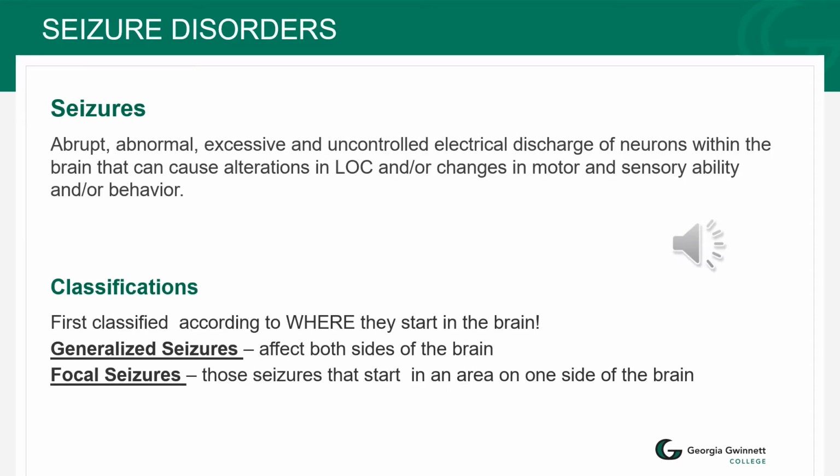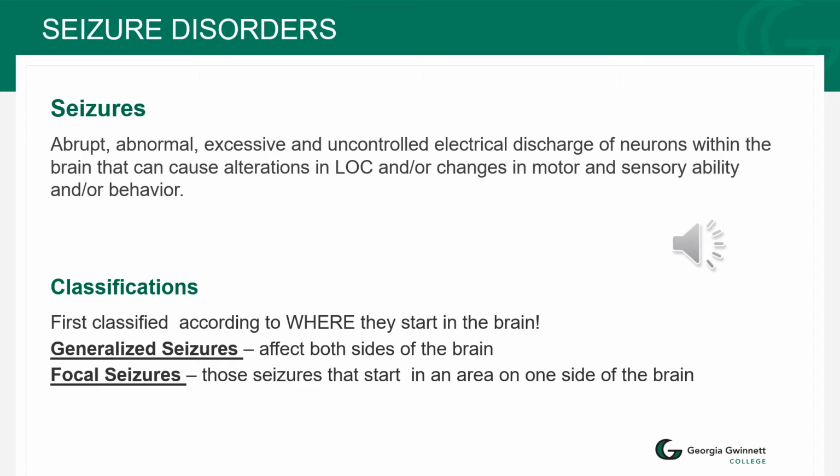Seizures are an abrupt, abnormal, excessive, and uncontrolled electrical discharge of neurons within the brain that cause alteration in level of consciousness and or changes in motor and sensory ability or behavior. In the concept of intracranial regulation, this is one of those categories that falls under neurotransmission because it has to do with the firing of the neurons.